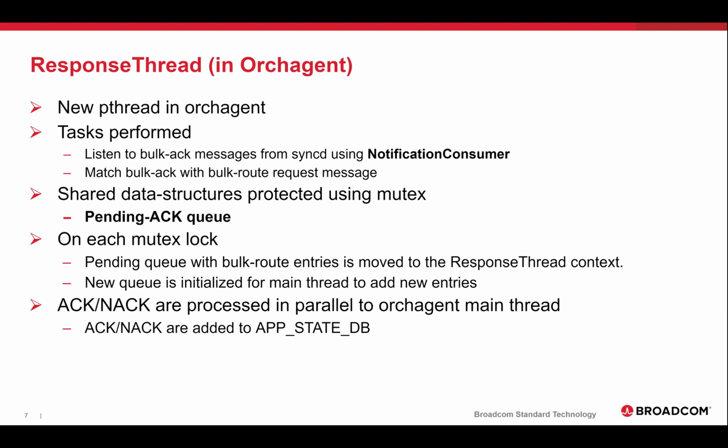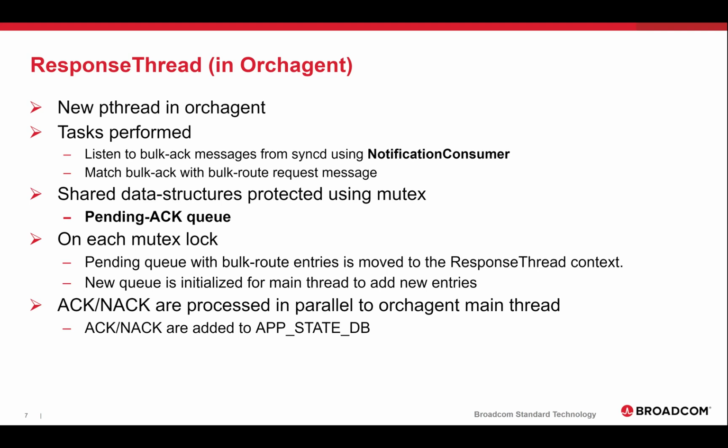will happen only when this particular pending queue of 5 is exhausted. So with this, the ACKs are processed in parallel with the orch agent main thread, and based on that we can write the route operation in the app state DB for further applications to make use of it. Can you explain a little bit about the mutex lock, like when you want to use it? I'm a little confused here.